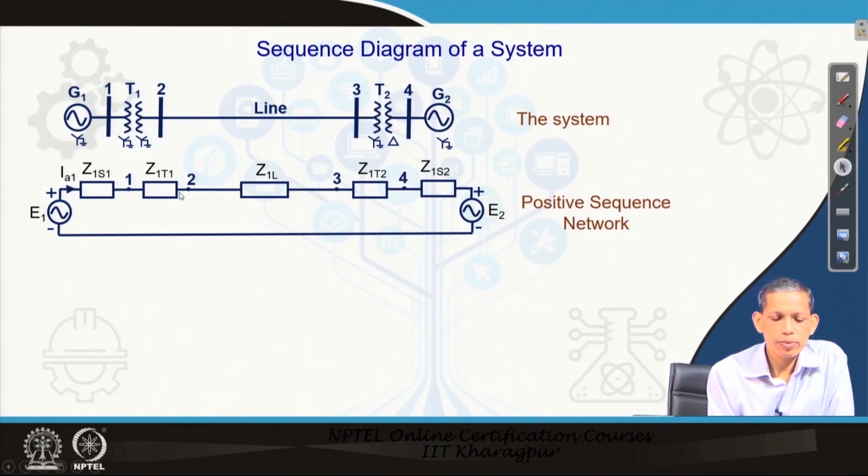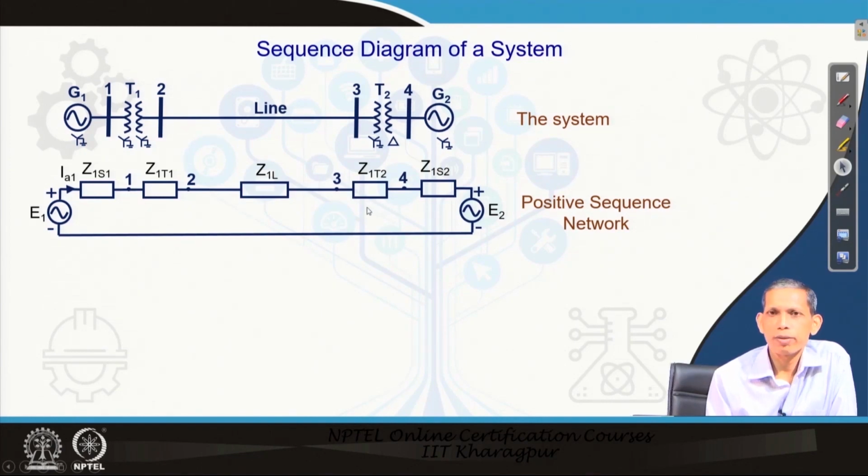So, here you see, we have already discussed the positive sequence components of each element of the system. For the generator, we have a source and the corresponding associated impedance. So, this is source 1. Z 1 S 1: Z 1 for the positive sequence impedance of the generator and S 1 for the first source, and then for the transformer the positive sequence impedance Z 1 T 1, and this is for the transmission line impedance Z 1 L, and this is for the second transformer, Z 1 T 2, and Z 1 S 2 for the second source G 2 and the associated voltage for this.